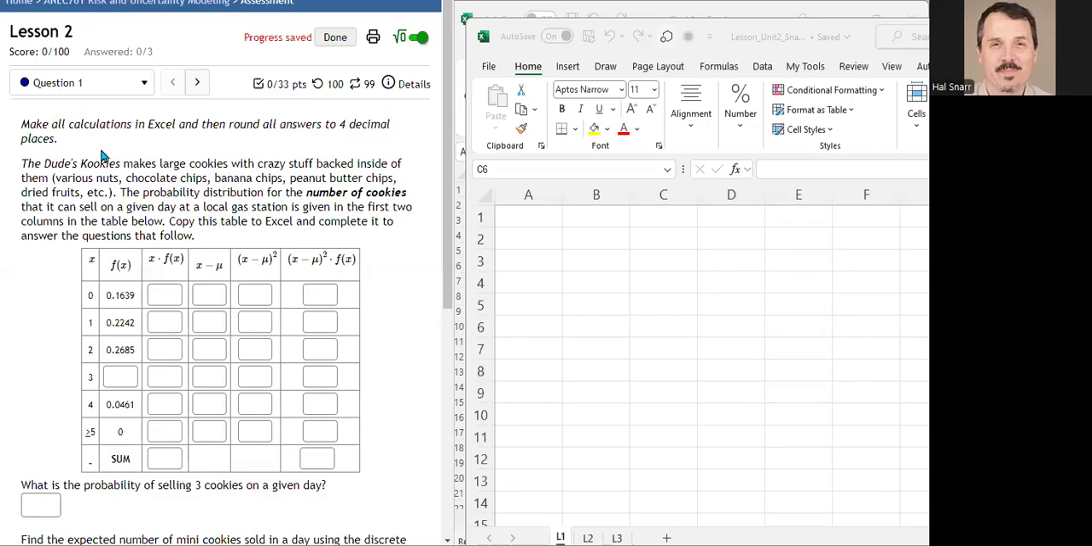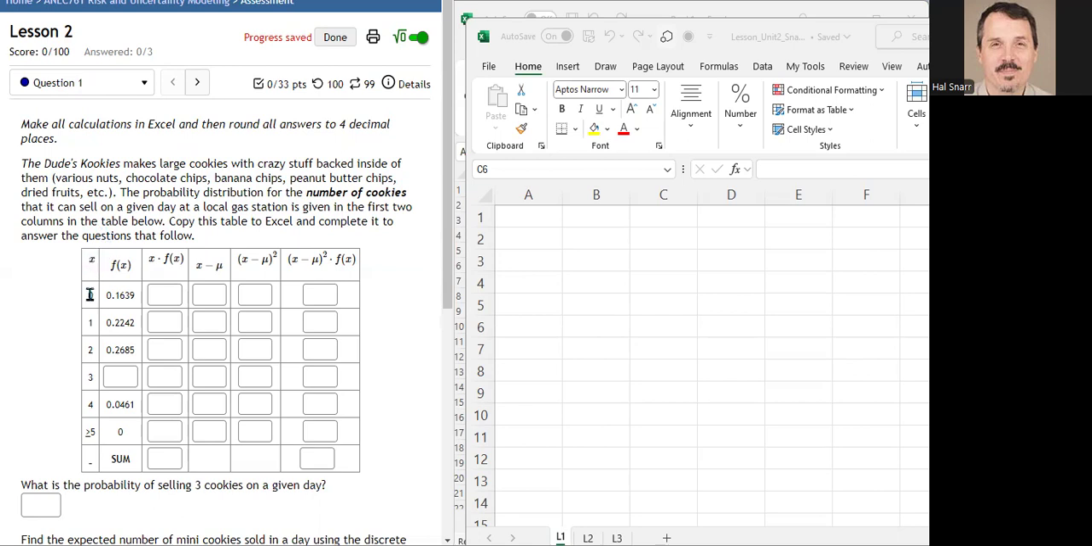In the first part of lesson 2, we have this problem. The Dude's Cookies is a company. It makes large cookies with crazy stuff baked inside of them, like nuts, chocolate chips, banana chips, peanut butter chips, dried fruits, etc. The probability distribution for the number of cookies that it can sell on a given day at a local gas station is given in the first two columns of the table.